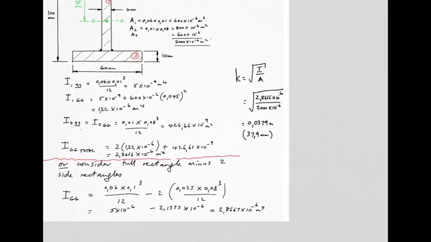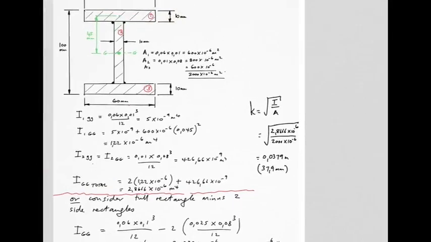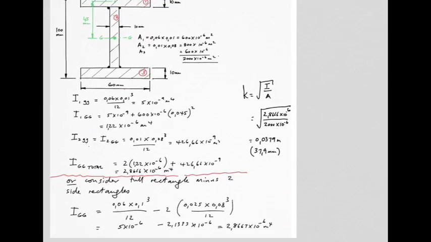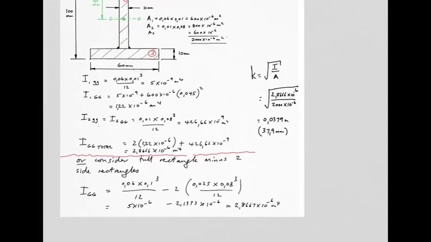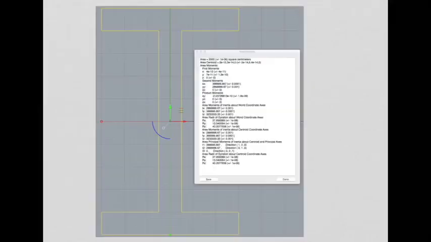So here's how you would do it. BD cubed over 12, which would be B times D cubed, this distance cubed over 12, minus 2 of these. Remember, these are the bits that are now subtracted, which would be B times D cubed over 12, B times D cubed over 12. 2 of them, there's the 2, and you end up with the same number as before. So that would have been an alternative approach.